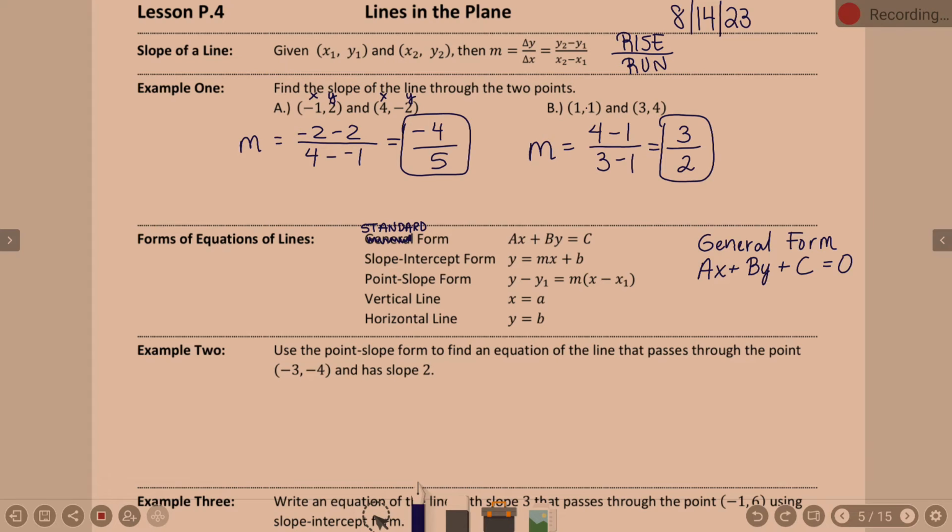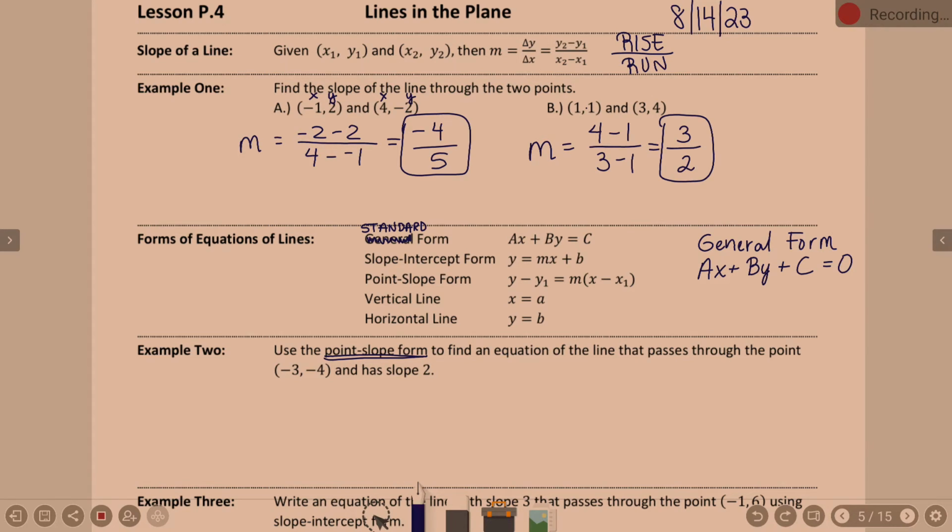Okay, let's look at example 2 here. Use the point slope form to find an equation of the line that passes through the point -3, -4, and has slope 2. Thoughts? Y minus -4 equals m times x minus -3. Partially there. Oh wait, the m is 2 because m is slope.